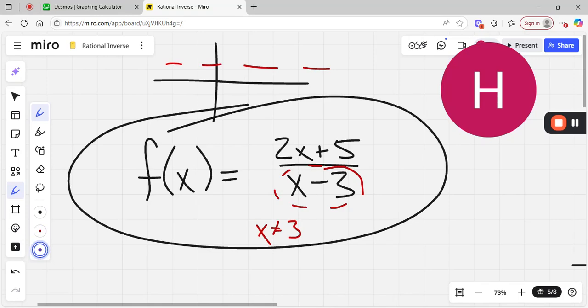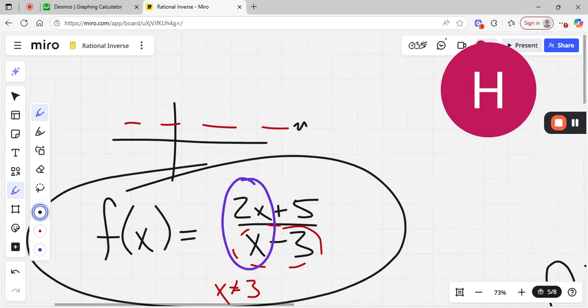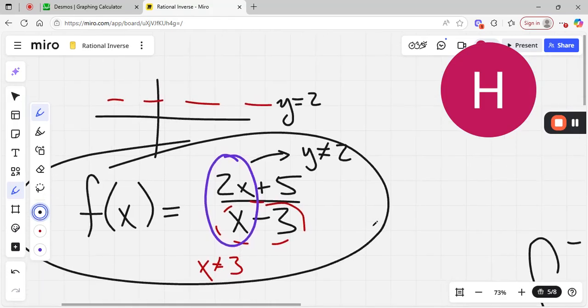How do I know that? Well, we can find the horizontal asymptote by identifying the relationship between the degree of the numerator and the degree of the denominator. The numerator and denominator have the same degree, therefore we take their leading coefficients, their leading terms, 2x and x, and we make a ratio. And this ratio gives us the value of the horizontal asymptote. Remember, that means that in the range, the y value cannot equal 2. That becomes very important when we consider this for the inverse.